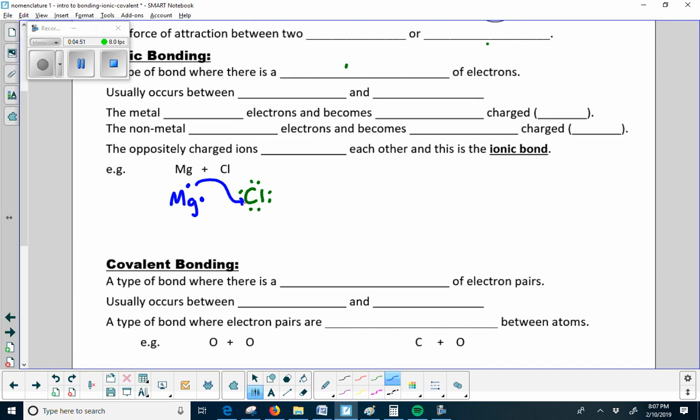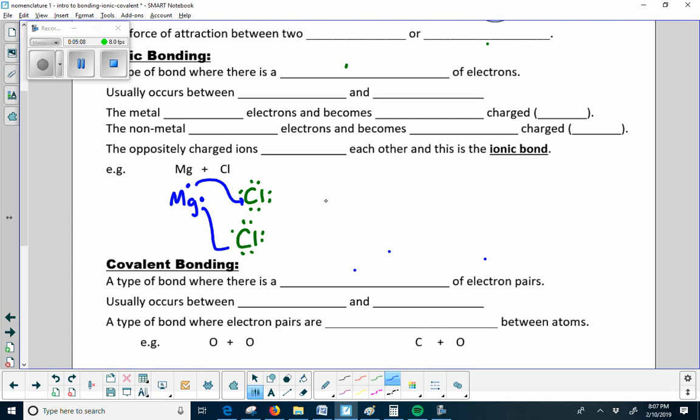So it's going to pick up one of the electrons from magnesium. We still have this other electron that has to be given somewhere from magnesium. So we have another chlorine coming in here. And this other chlorine comes in and it picks up the remaining electron from magnesium.